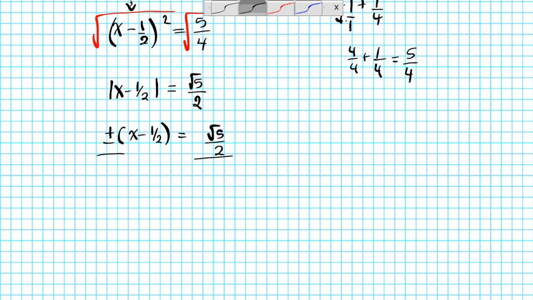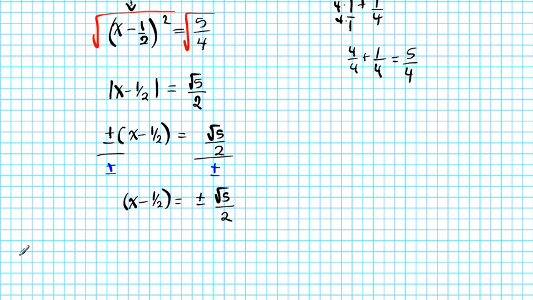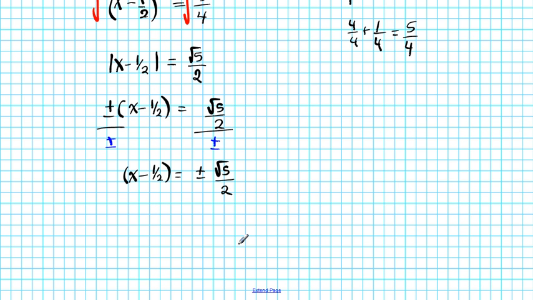Divide both sides by plus or minus. And then you're going to end up with the plus or minus basically moving over to the other side. So x minus 1/2 equals plus or minus root 5 over 2. Okay, we're solving two equations simultaneously. That's why we have it looking like this.